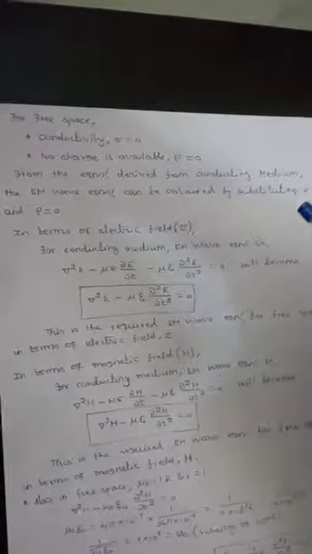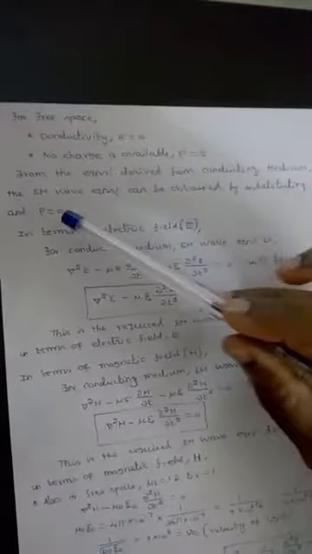Now comes the second criteria or second geometry, which is my free space. So free space we know already. When I compare free space with the normal conductor, in free space conductivity sigma and charge rho will become 0. So in the equations which we have derived for normal conductor or for conducting medium, if I take sigma as 0 and rho as 0, I will derive the wave equations for free space. So from the equations derived from conducting medium, the electromagnetic wave equation can be obtained by substituting sigma equal to 0 and rho equal to 0.